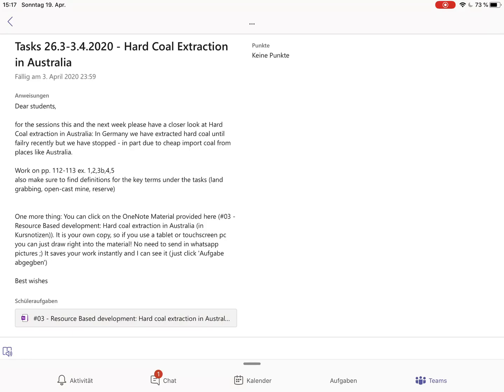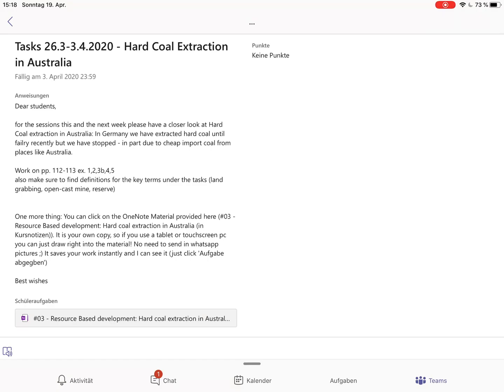So right now we still have power plants. However, we don't use them. We don't use German coal because it's much cheaper to get the coal from Australia halfway around the world via ships. We don't have to extract it here anymore. So I asked you to have a look at pages 112 and 113, exercise 1, 2, 3b, 4, and 5. So let's have a closer look.